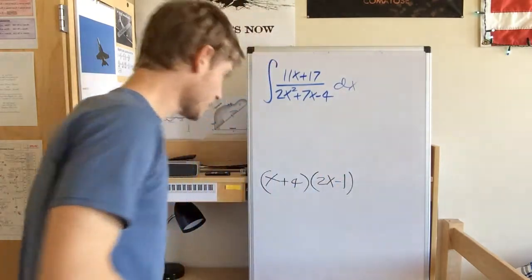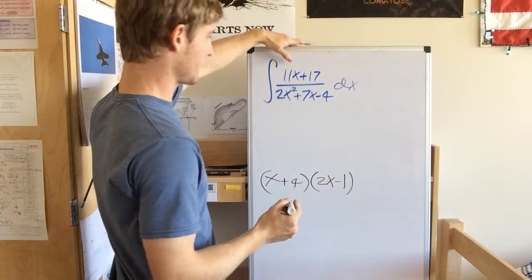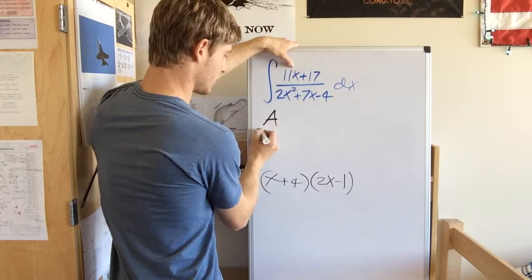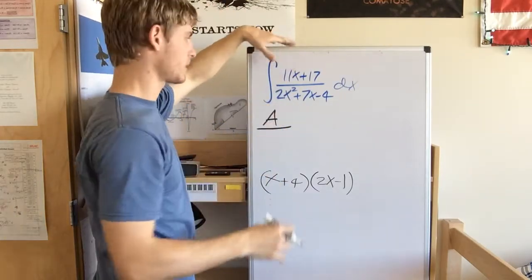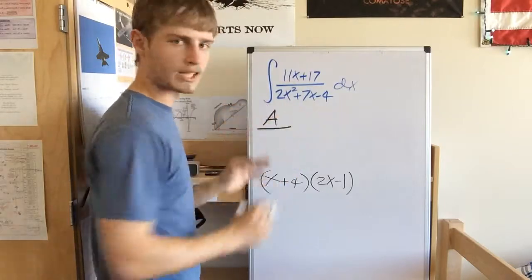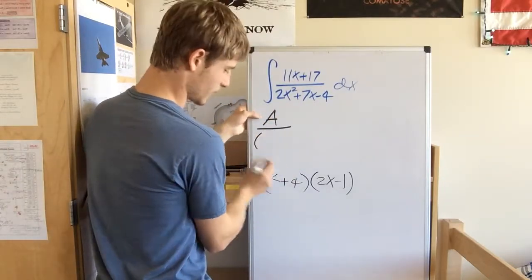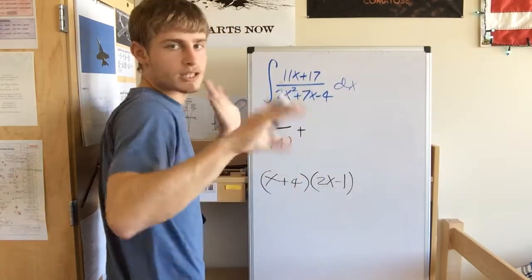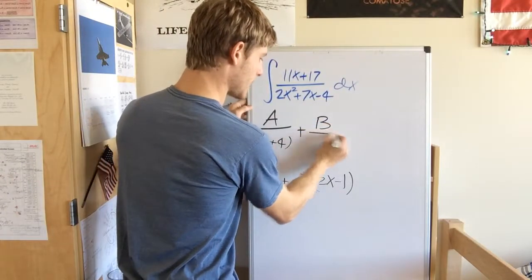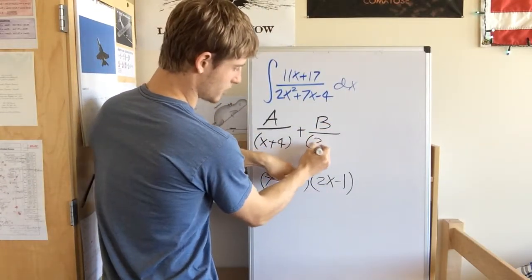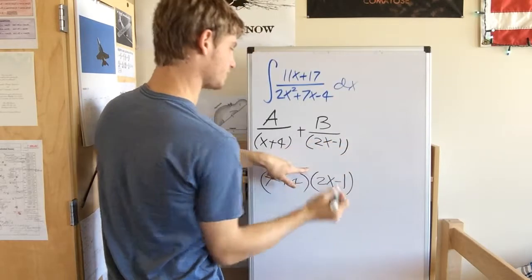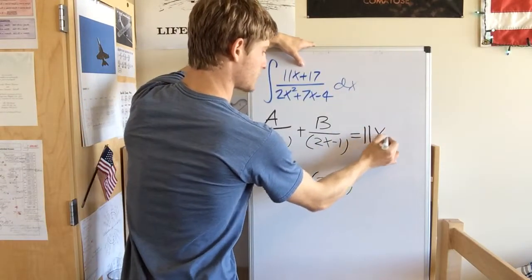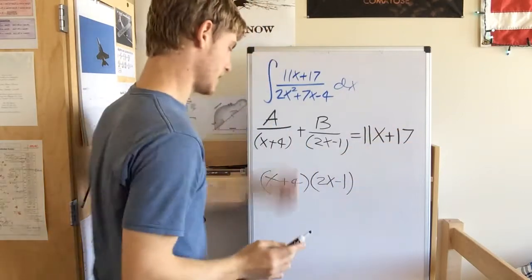So we can write this out, and we're going to say the top is equal to AB. So we're going to say A over, and I'm leaving out the integral because I think it gets to be a little more than we need going on here. But we're going to say we have A over this first part, which is x plus 4. And this is going to be added to B, as some arbitrary thing. We're going to take the second term, so we're going to have 2x minus 1. And that is all going to equal what's on the top. So that's all going to equal 11x plus 17.